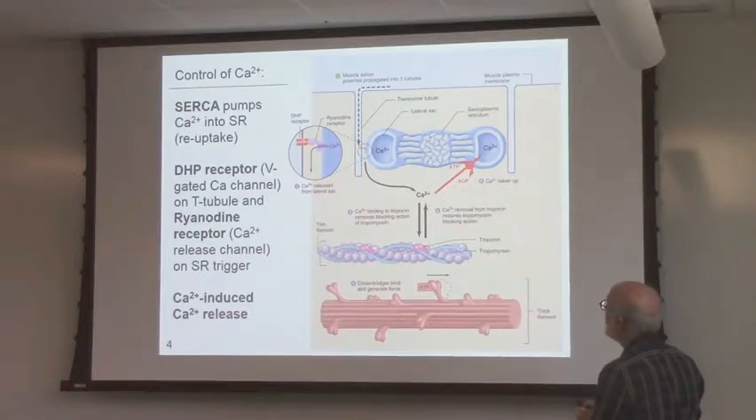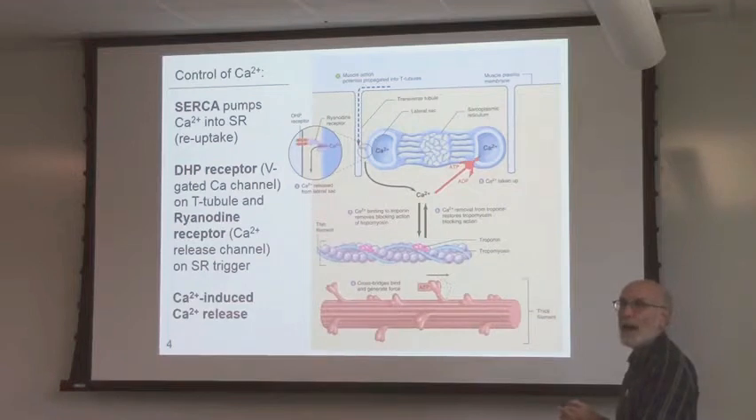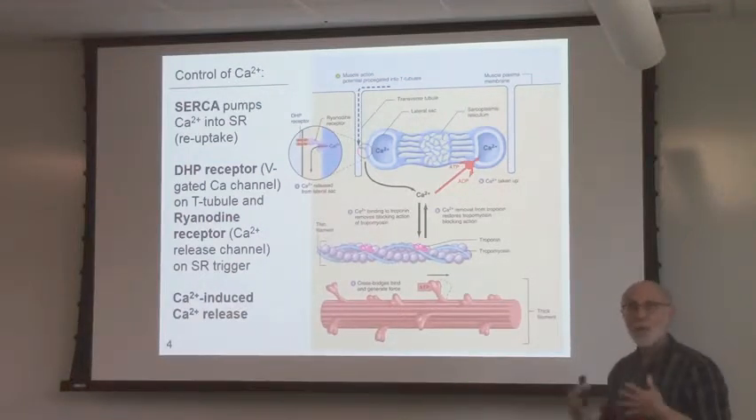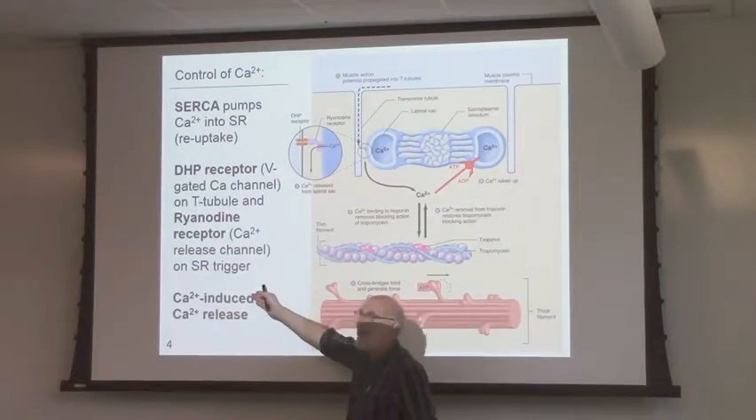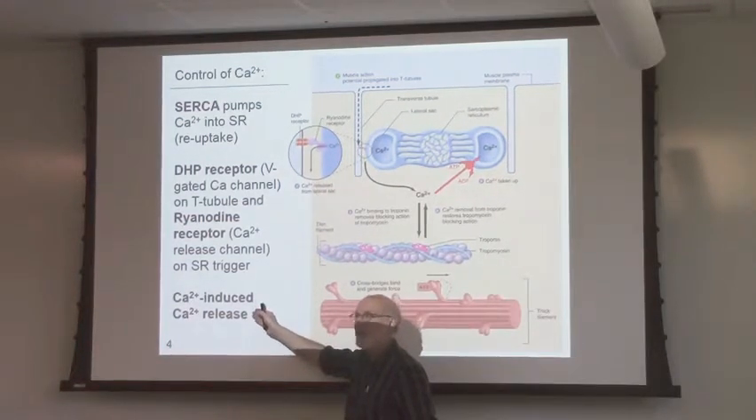The dihydropyridine receptor senses the voltage and opens a calcium channel. And calcium flows in through the surface membrane. So that's one way in which calcium goes up in the cytoplasm, about 10%. So you're saying, okay, 10% is not very much. Where's the rest of the calcium? The rest of the calcium is caused by something called calcium-induced calcium release.